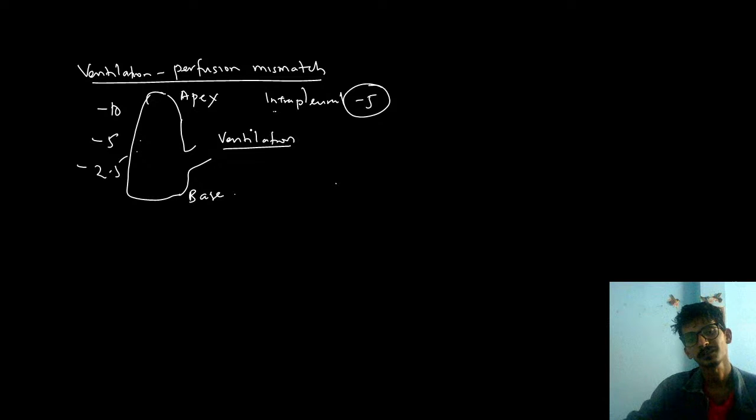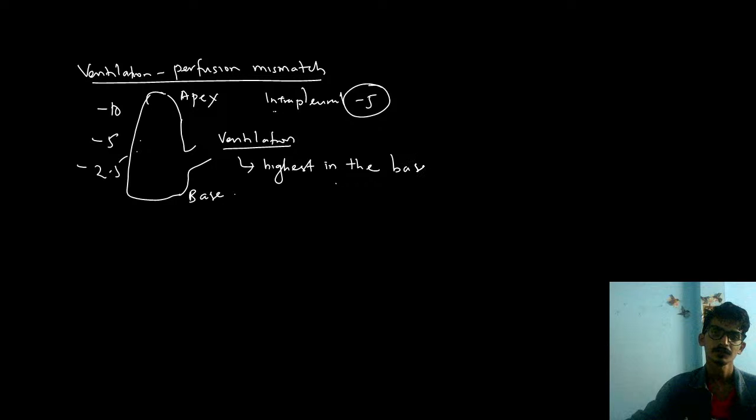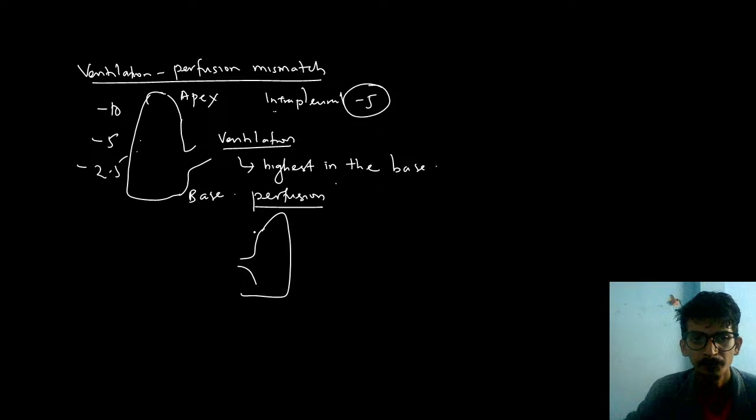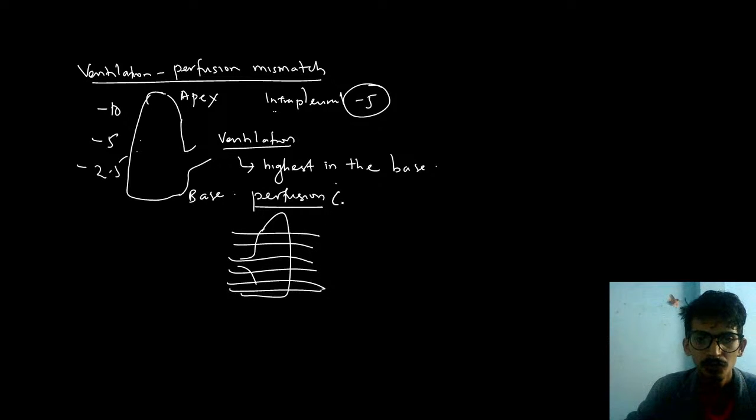So it is very easy to understand that ventilation is highest in the base. Perfusion is also highest in the base. Why is perfusion highest in the base? Because this is the lung, and suppose this is the circulation going. Due to the effect of gravity, this is the arterial side, this is the venous side.